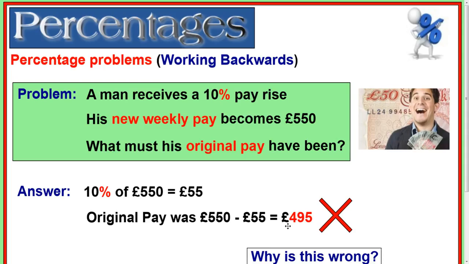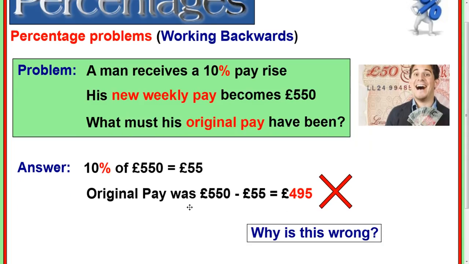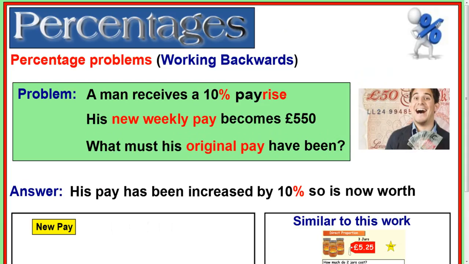The problem with this is that really, if you took £495 and got a 10% pay rise, then 10% of that, if you divide that by 10, is £49.50. And if you add on £49.50 to £495, you don't get £550. The thing that's went wrong here is the 10% has been taken of the £550 instead of the original pay. That's 10% of the new pay, which is not really what happened, to get a 10% pay rise in his initial pay.